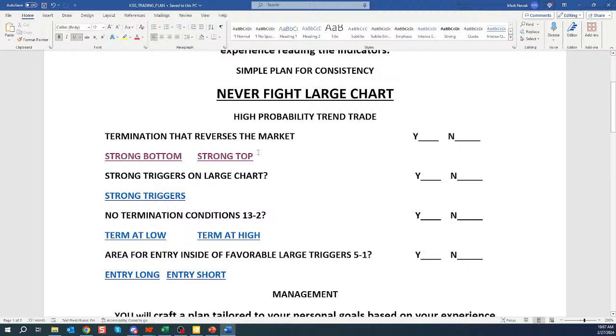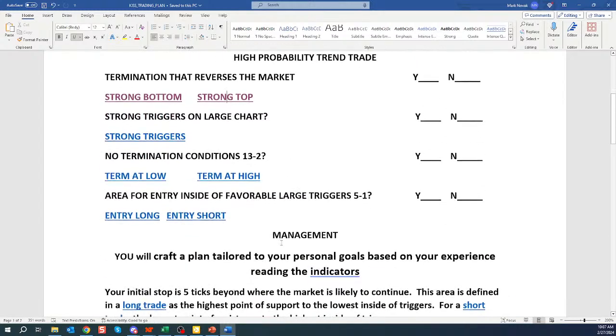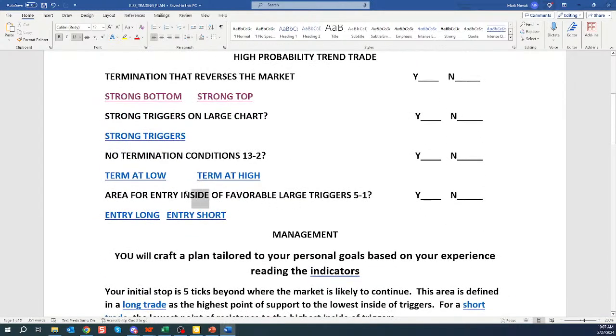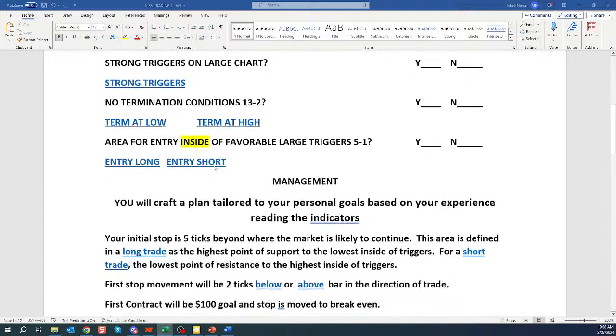If you don't have it, you can still take a trade, but that's the one that gets you to 70, 80%. Do you have strong triggers on the large chart, no termination conditions on the small chart, and is there an area inside? Man, let's make that one even more prominent. Inside of triggers on the 5-1. If you do, if you have it, get in the market, guys. Don't second guess it. Don't think about it. You're on simulator. Don't even worry about whether it wins or loses. Just get into the market. All the advantages are there.